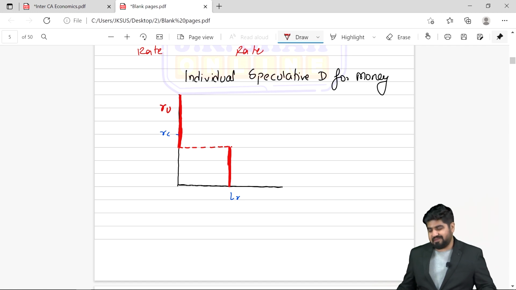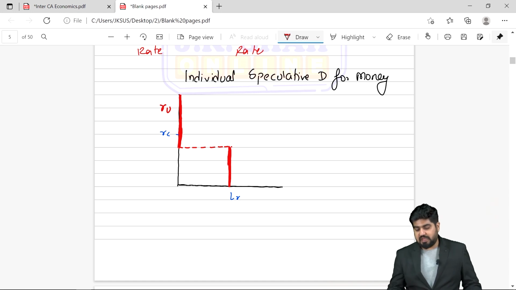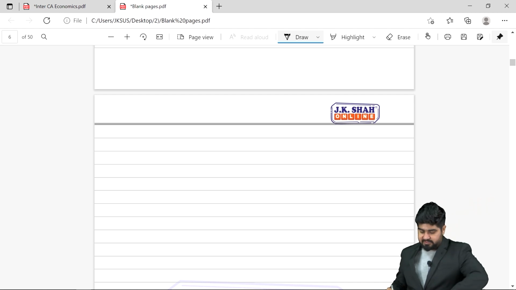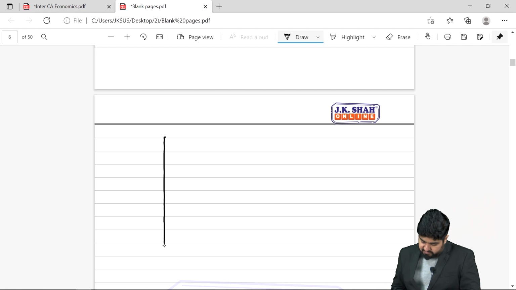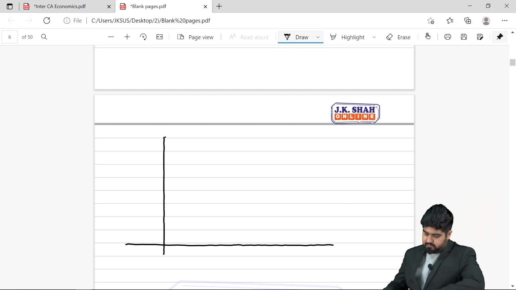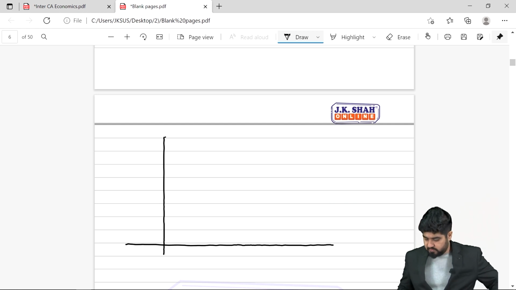Are you very clear in this? So this is how, in an individual sense, speculative demand for money operates. Now the similar thing for aggregate speculative demand for money. Let's have a look at it. So in aggregate speculative demand for money, we now have two axes. So this is our y-axis, 0, x-axis.